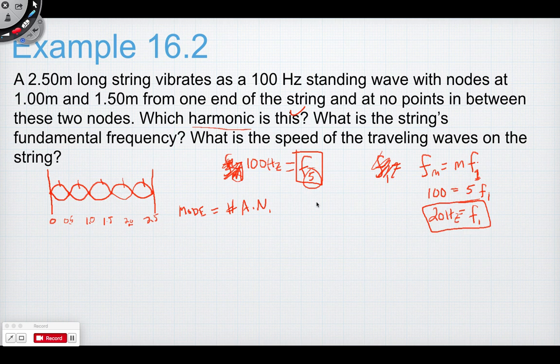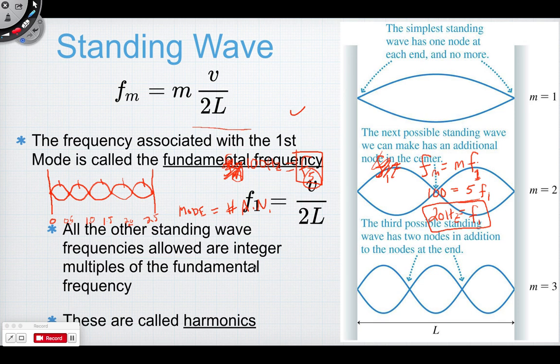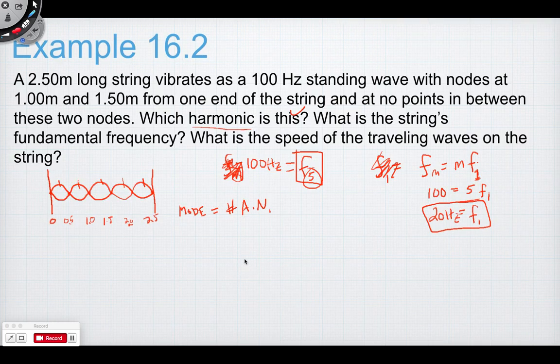What is the speed of the traveling waves on the string? Okay, let's go back to my equation to make sure I get it correctly. Okay, f_m equals m v over 2L. All right, I can go with that. That's going to be my equation to use. So f_m equals m times v over 2L. All right, so what do I know? My mode frequency here is 100. My mode number is 5. v is unknown and 2. And what do I know? I know the length is 2.5. Okay. So 2 times 2.5 is 5, which cancels with this. So my wave speed is 100 meters per second.